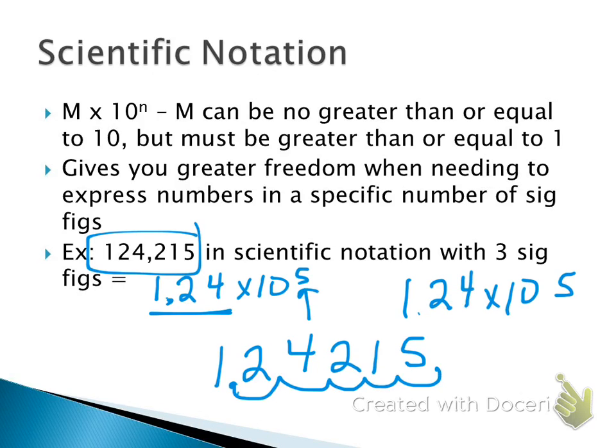Okay? If I wanted more significant figures, I could say 1.24215 times 10 to the 5th. I could take as many of those numbers as I want, depending on the number of sig figs that I want. Does that kind of make sense? A little bit better? All right, let's do a couple more.